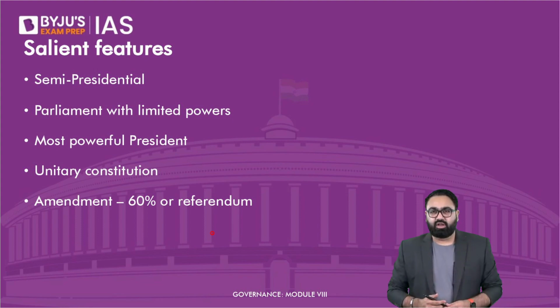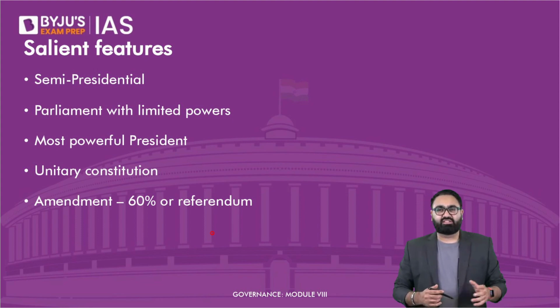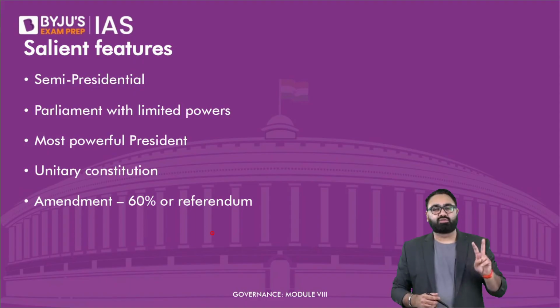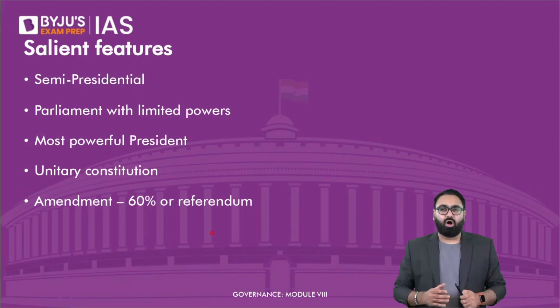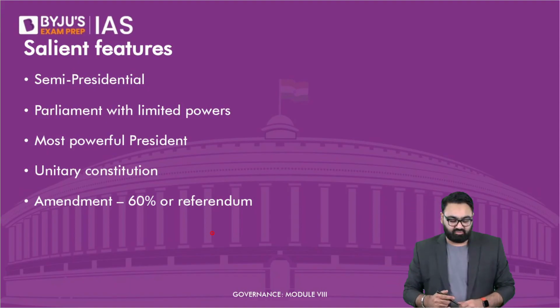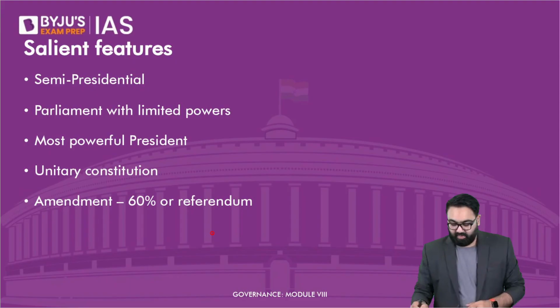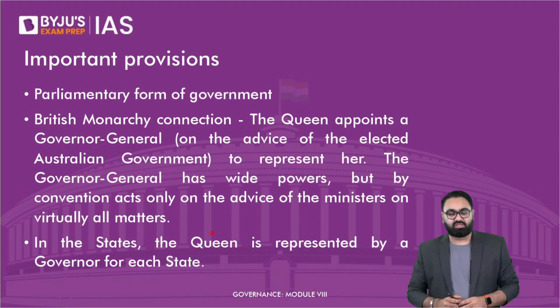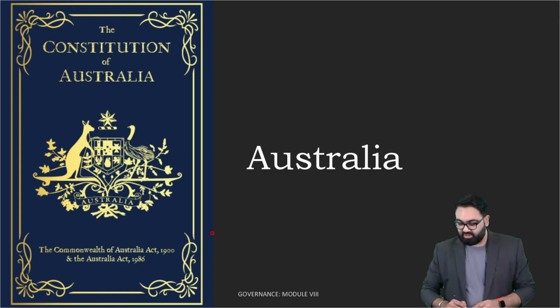It's again a unitary constitution. France does not have any states or provinces. There are two methods to amend the constitution of France: either the parliament passes it, or you have a referendum. The President of France can ask the people of France to vote and have a referendum. We then discussed some of the other things in the Australian constitution.